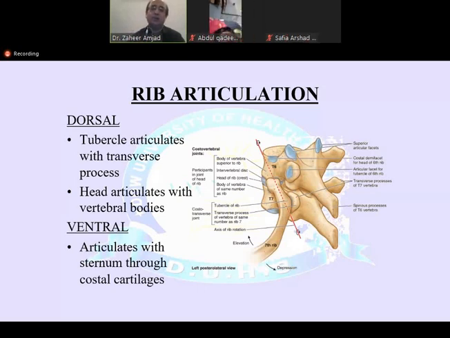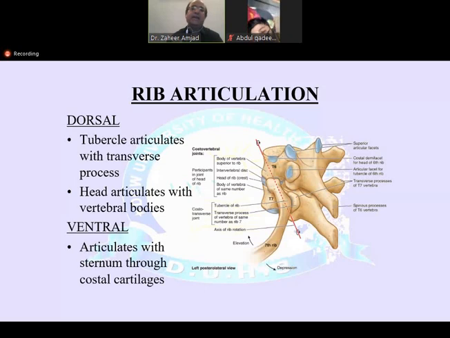So the head articulates with the vertebra of the corresponding number, as well as the vertebra of a number less than that, that is the upper vertebra. And the middle aspect joins with the intervertebral disc. So this is how the typical rib makes a joint over there. And remember that all these joints are synovial joints.